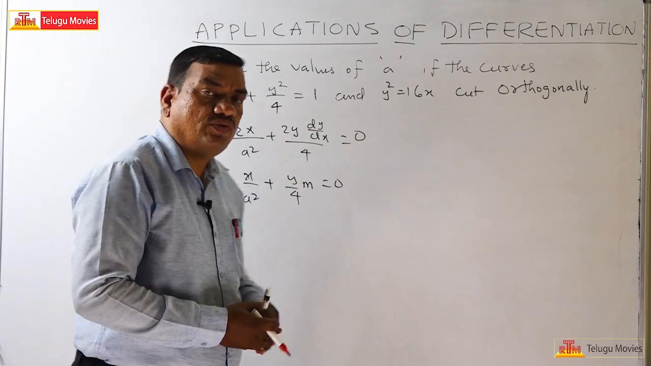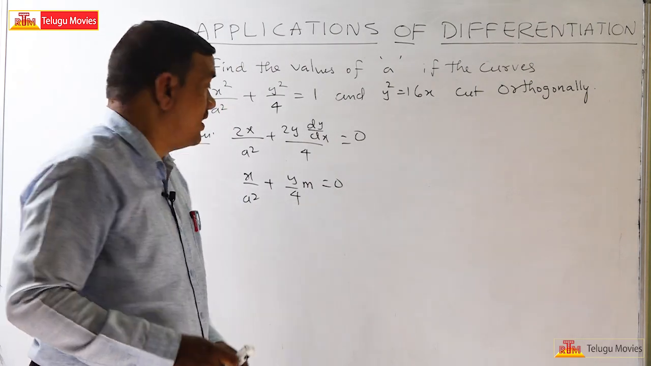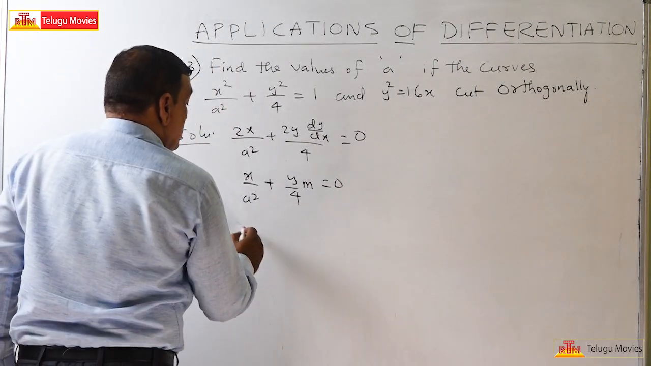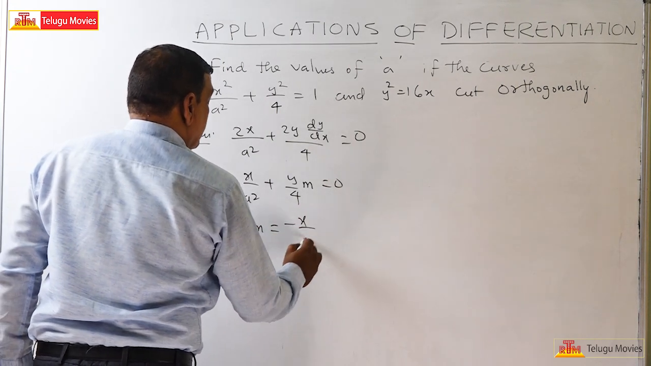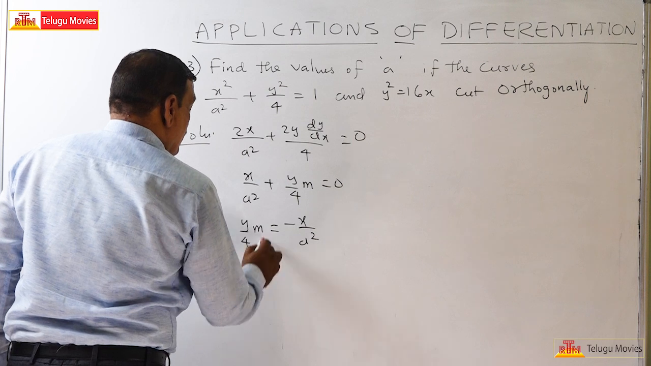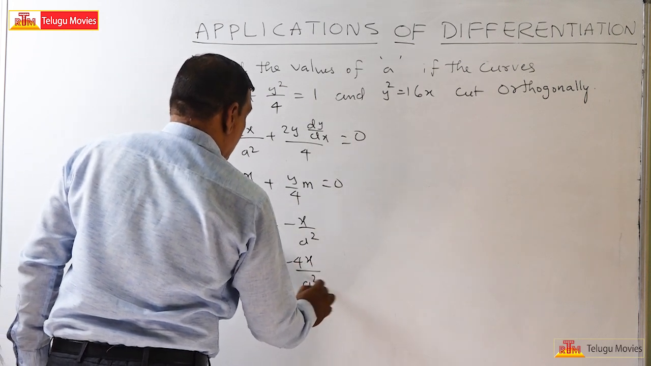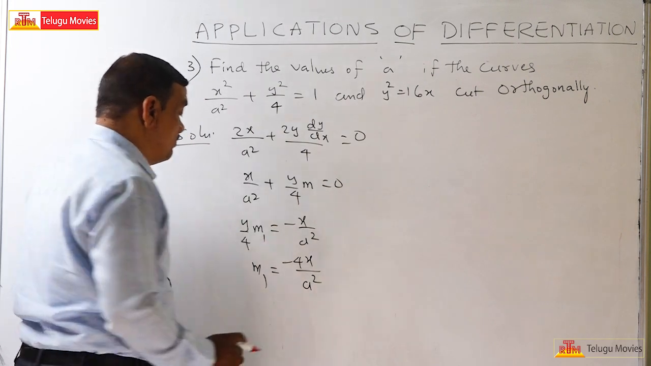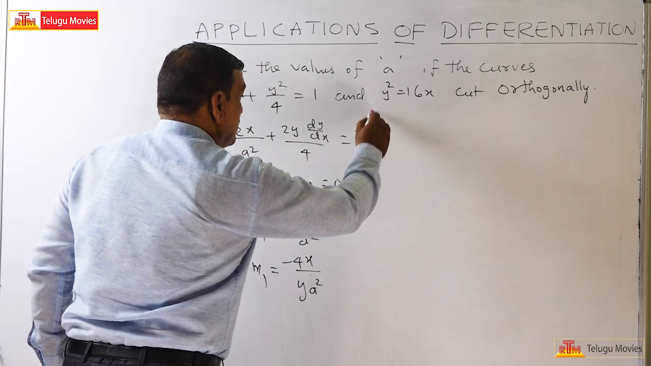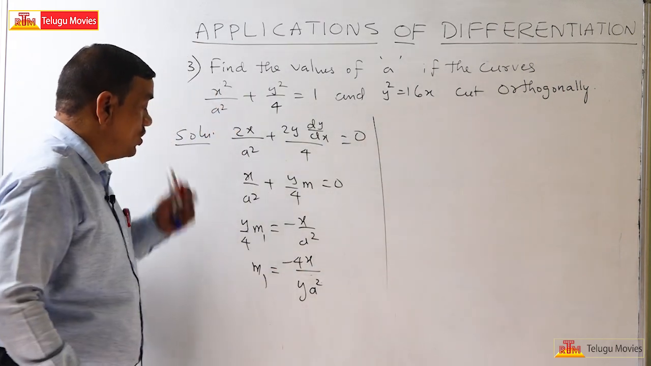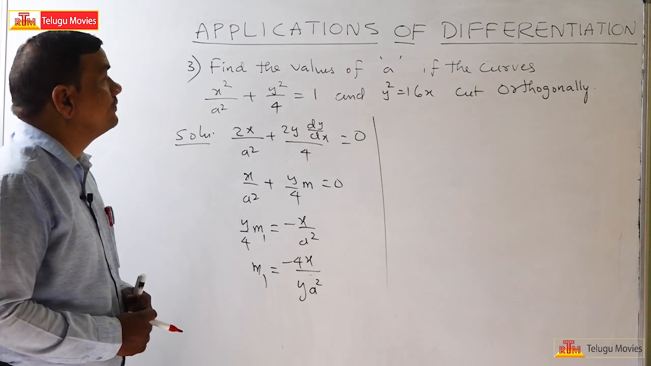Let us suppose that we substituted x1, y1 in the dy by dx. Okay, now. So from this, y by 4 into m is equal to minus x by a square. So m1, we call it, is minus 4x by y a square. So this is equal to m1. m1 is equal to how much? Minus 4x by y a square.